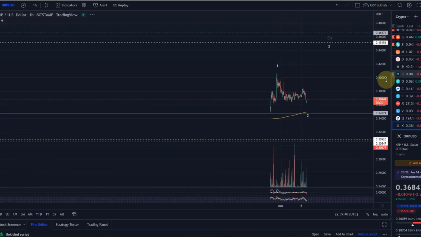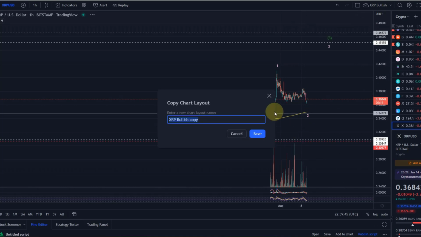So finally, another copy. Okay, XRP bearish.